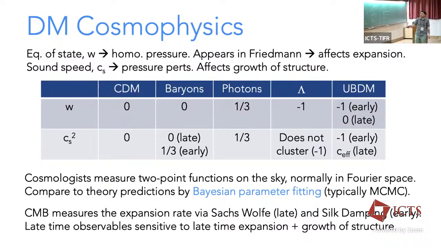CMB, for example, measures the expansion rate via the Sachs-Wolfe effect at late times, or via the damping scale at early times. We'll look into this a little bit more. So it's going to be sensitive to the equations of state of these components. Late time observables, things like the galaxy power spectrum, are sensitive to the expansion rate and to the growth of structure. So the galaxy power spectrum is going to probe things like the sound speed.